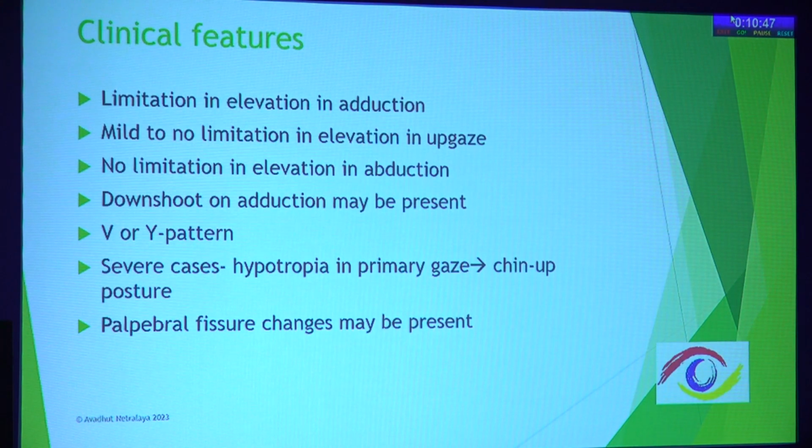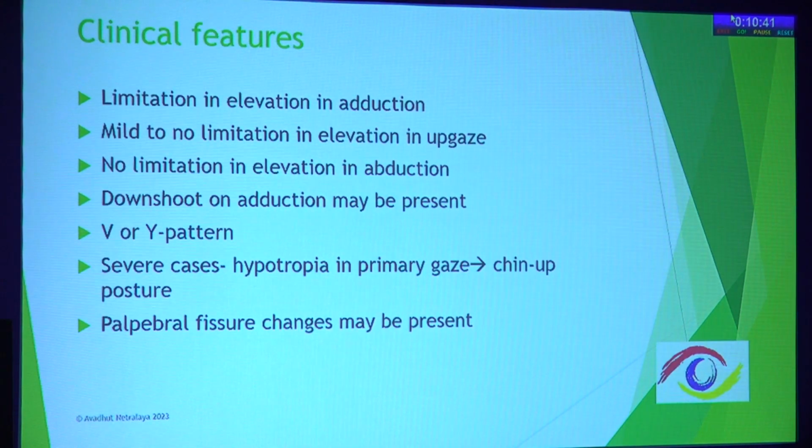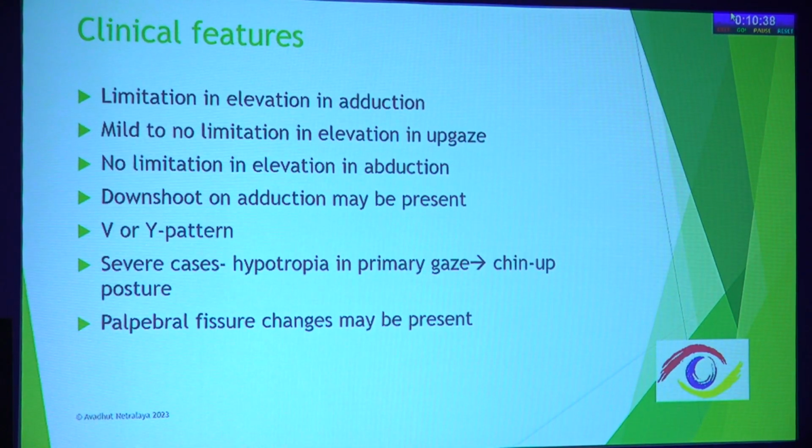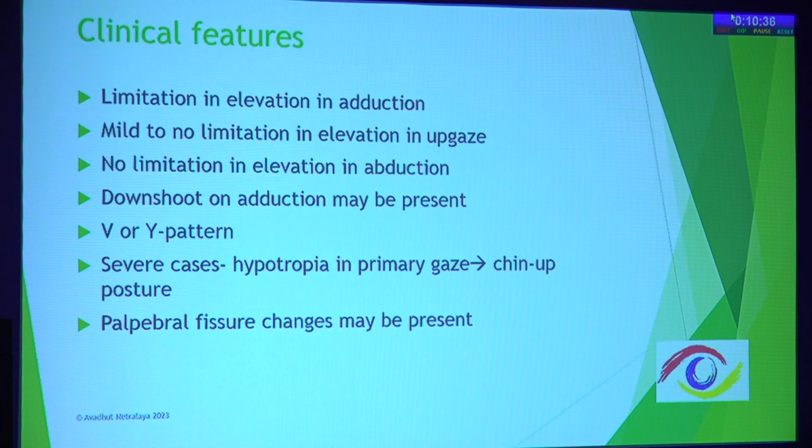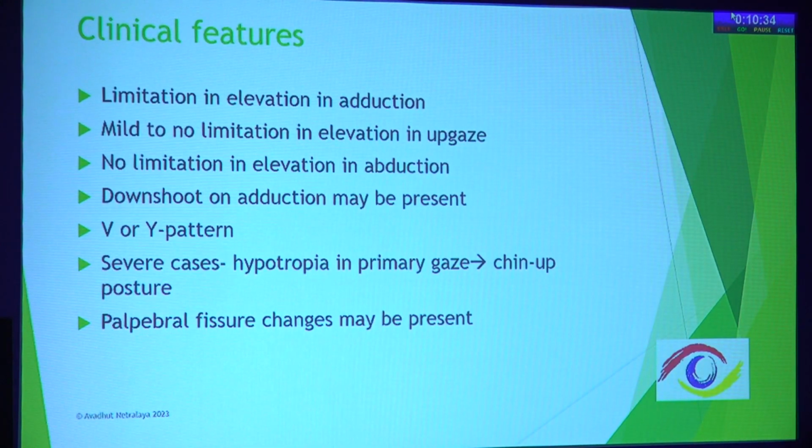So there was limitation in elevation in adduction with mild to no limitation in elevation in upgaze, whereas in abduction it was normal. Some patients, like the second case, had a downshoot. Your patient might present with a V or Y pattern. In addition, some patients, if they develop a hypotropia, will have a chin up posture. Palpebral fissure changes, the way we get in Duane's, are less likely to happen in Brown's.